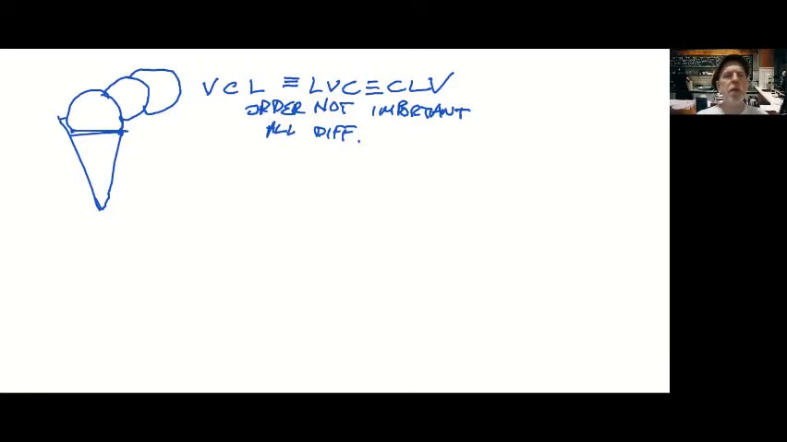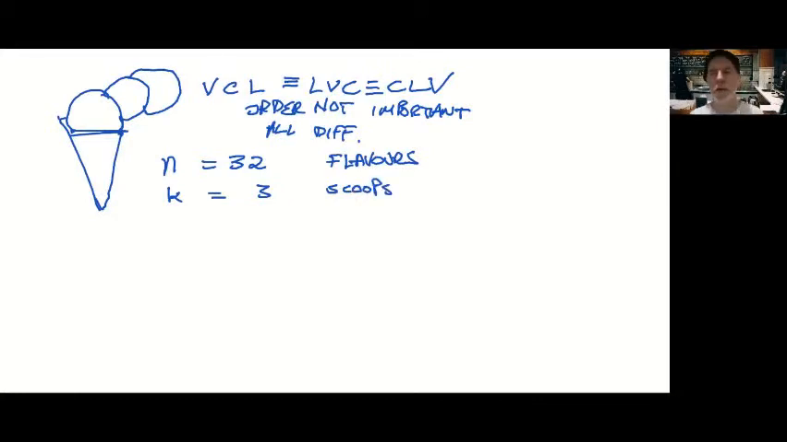So how many flavors do we have? I'm going to say 32 flavors, and I'm calling the number of flavors, the number of choices, N, and in this case it's 32. And I'm calling the number of scoops K, which is 3. So more generally, we're choosing 3 items out of a set of 32, where order doesn't matter.